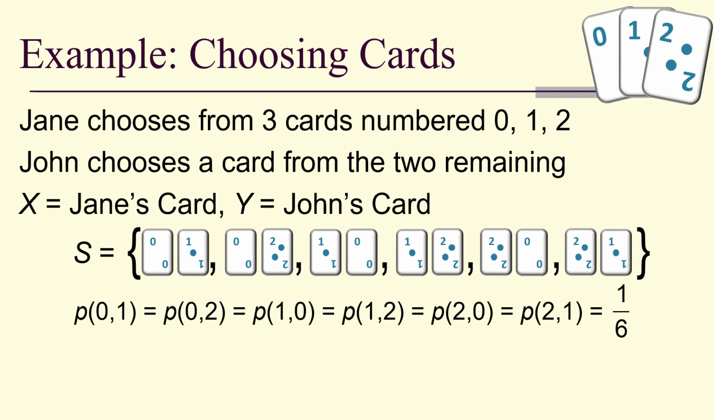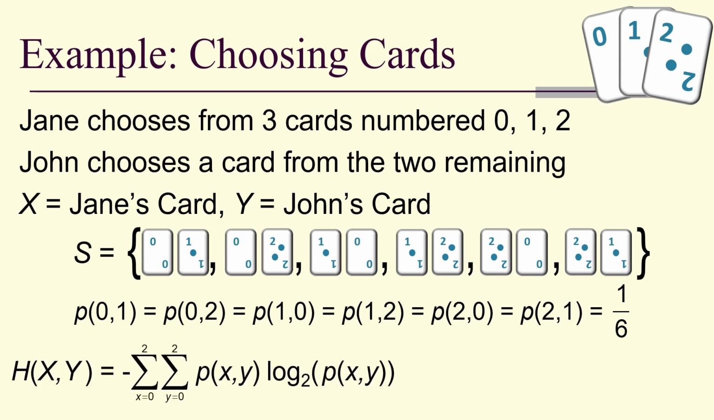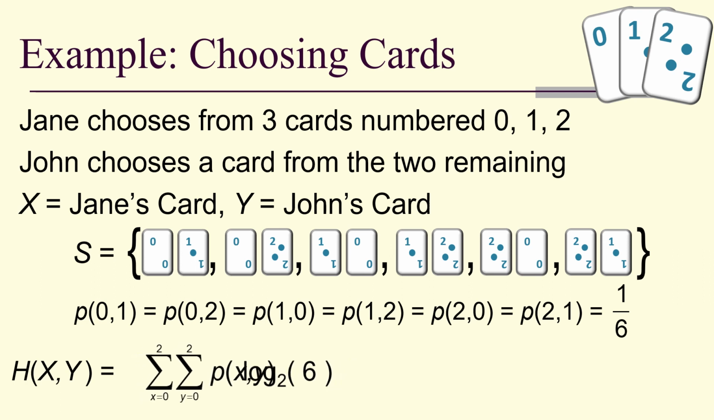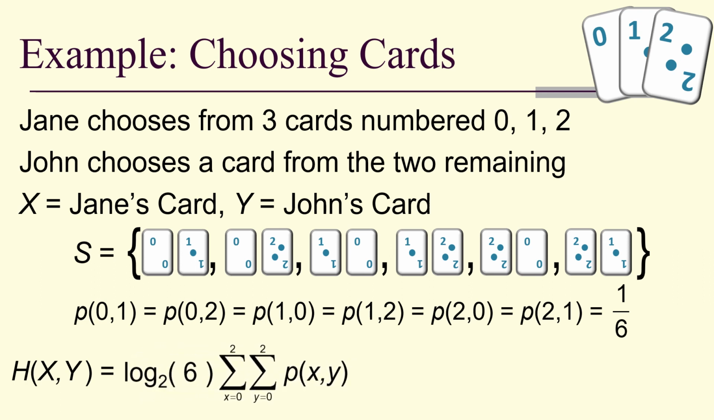And this is where, of course, the first one represents Jane's and the second one John's. The entropy, well, everything is a 1/6, so if I put a negative log base 2 of the probability, that's the same as log base 2 of 6. And I can move it out of the sum, but the sum is just the sum of probabilities. That has to be 1. We get the log base 2 of 6.